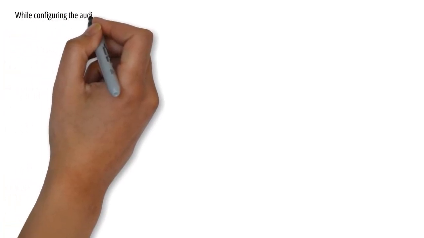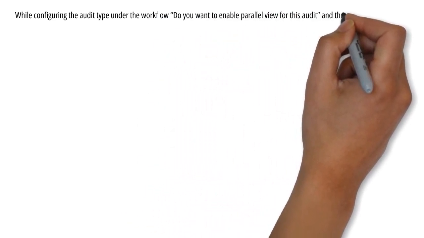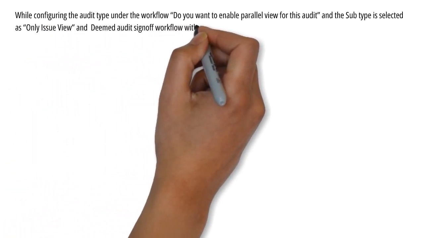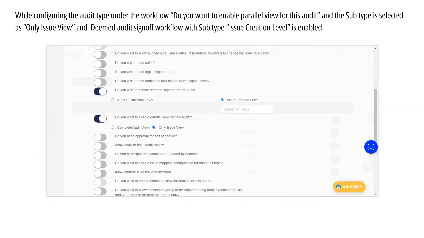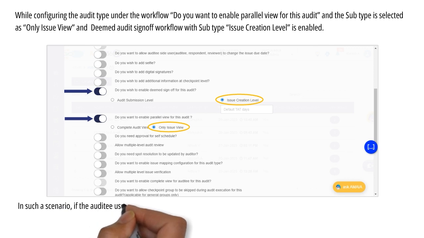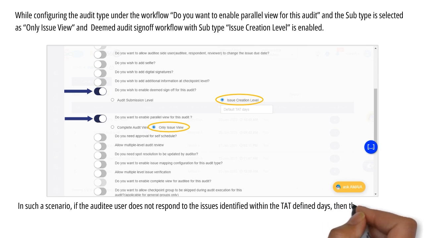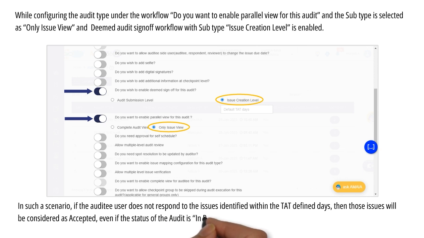While configuring the audit type, under the workflow, "Do you want to enable parallel view for this audit" is enabled, the subtype is selected as only issue view, and deemed audit sign-off workflow with subtype issue creation level is enabled. In such a scenario, if the Auditee user does not respond to the issues identified within the TAT-defined days, then those issues will be considered as accepted, even if the status of the audit is in progress stage.